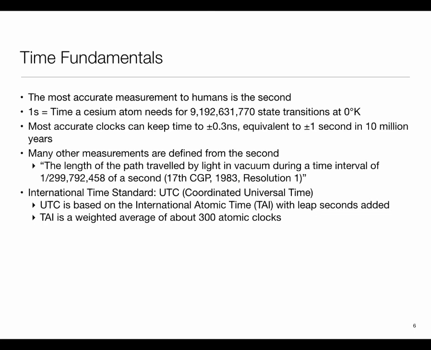At this stage, the most accurate clocks can keep time to within a fraction of a nanosecond or even somewhat better, and that translates into a second of error over millions of years. So that's terrific. And every other physical constant ultimately depends upon this particular definition of time. For example, what a meter is, is defined in terms of that.